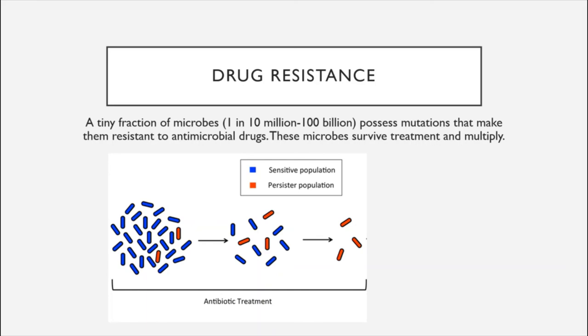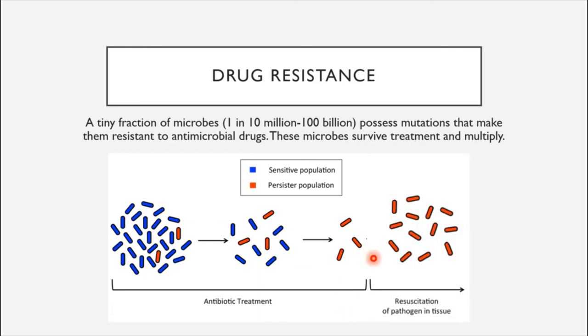So, antimicrobial resistance is a natural process that occurs somewhat inevitably because a tiny fraction of microbes, somewhere around 1 in 10 million to 1 in 100 billion, possess natural genetic mutations that make them resistant to antimicrobial drugs. That means that under the selective pressure of the antibiotics that we use to kill them, these microbes with the natural mutations are the only ones that end up surviving. Because they are the only ones that end up surviving, they are the ones that then go on to reproduce and generate future generations of microbes. And this is what causes the increase in the population of drug-resistant microbes over time.